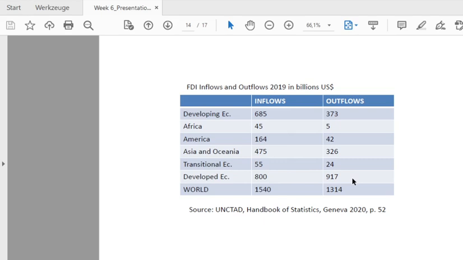Interestingly, most of the outflows from developed countries end up also in developed countries. And only a small difference ends up in developing countries. Among developing countries, we have in these statistics here, Africa, America, Asia, and Oceania. And you can see that Asia plays a very important role. So almost all outflows from developing countries originate in Asia. And a large part of inflows, of course, also pertains to Asia.